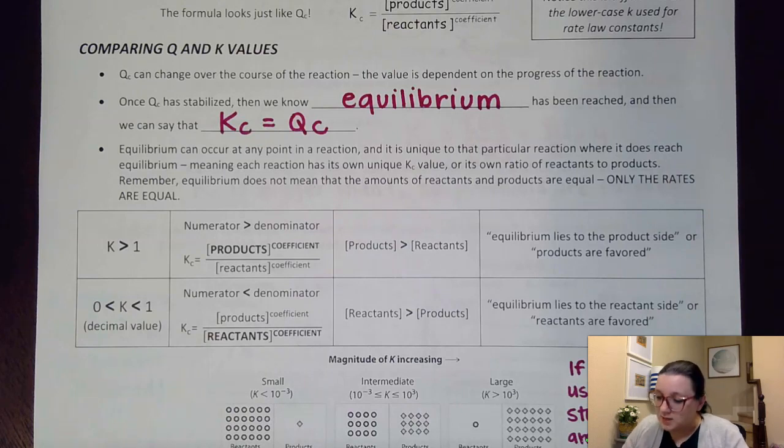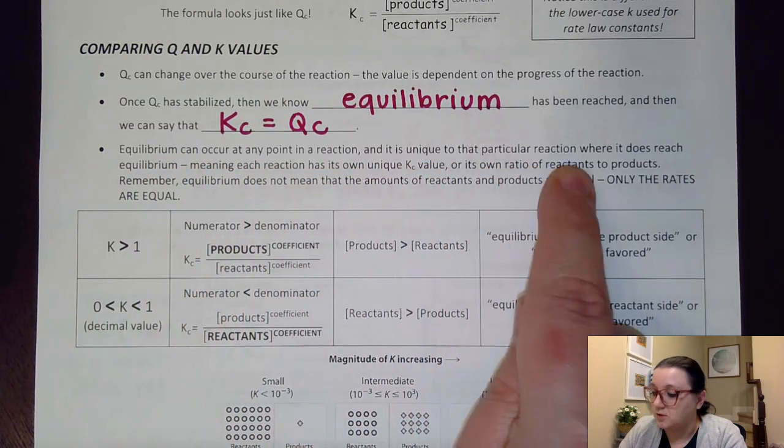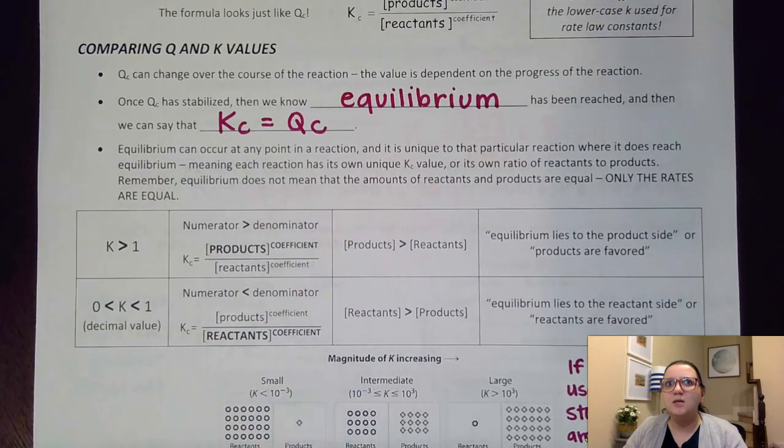Now, it does say here that equilibrium can occur at any point in the reaction, and it is unique to that particular reaction where it does reach equilibrium. So some reactions might reach equilibrium within 10 seconds. Some might take 5 minutes to reach equilibrium. Some might take 2 hours to reach equilibrium. It just depends on the reaction. Also, once I get that Qc value, it is unique for that reaction and at those temperature conditions. So every reaction has its own Kc value that's unique at those temperature conditions.